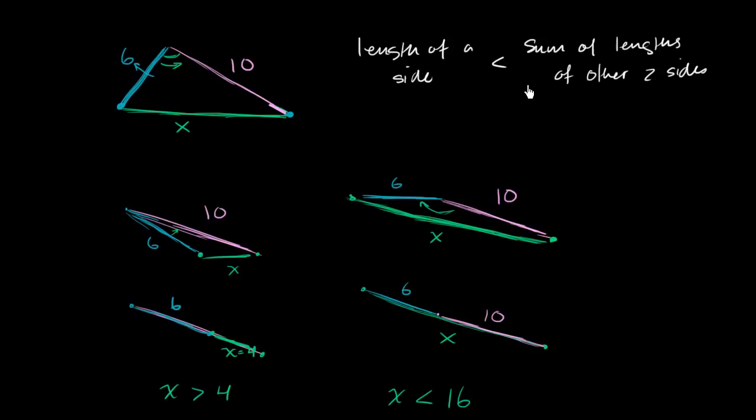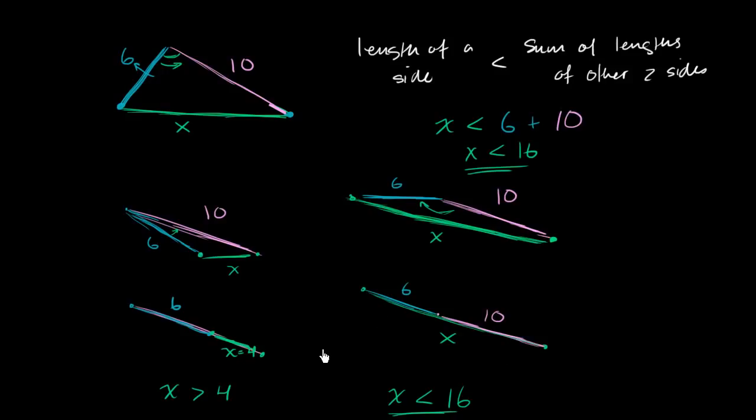So the length of a side has to be less than the sum of the lengths of the other two sides. And just using this principle, we could have come up with the same exact conclusion. You could say, well, look, x is one of the sides. It has to be less than the sum of the lengths of the other two sides. So it has to be less than 6 plus 10. Or x has to be less than 16. x has to be less than 16. The exact same result we got by visualizing it like this.